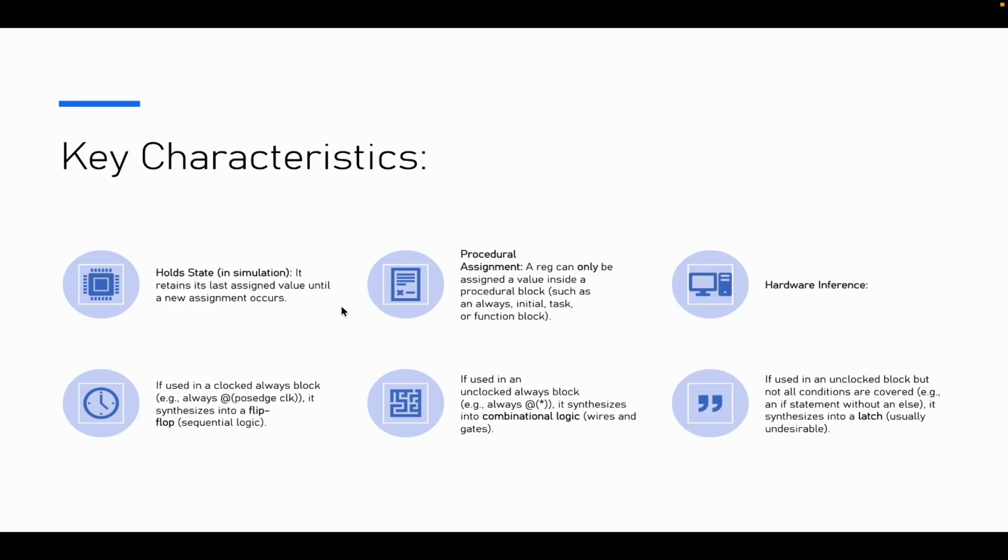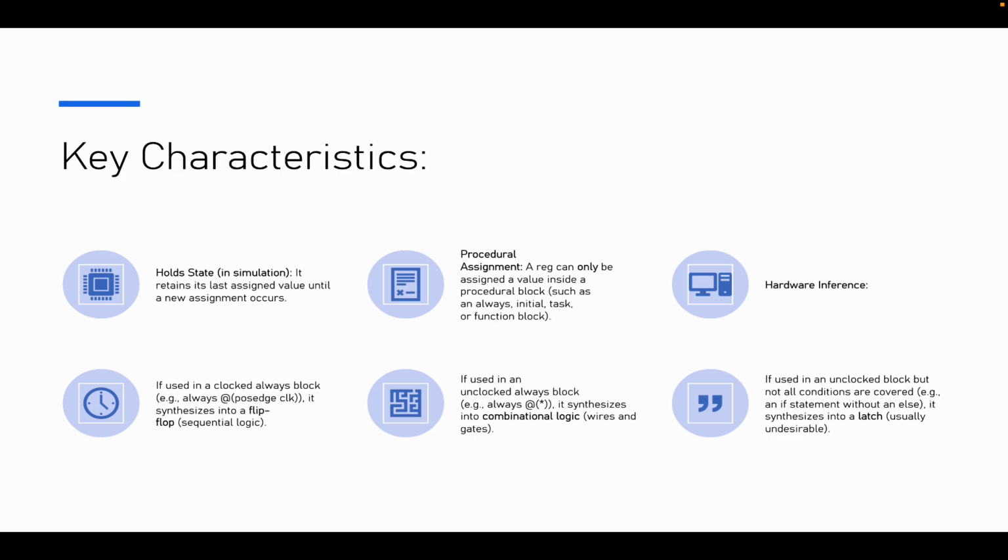The key characteristics. As I said, a reg can hold on to a value and store it until a new value is assigned to it. It is always assigned using a procedural block such as an always, initial, or function block. If used inside a clocked always block, it converts itself into sequential logic, which is a flip-flop or something like that. If used in an unclocked always block, it behaves like combinational logic. If used in an unclocked block, there are chances that it might convert into a latch.